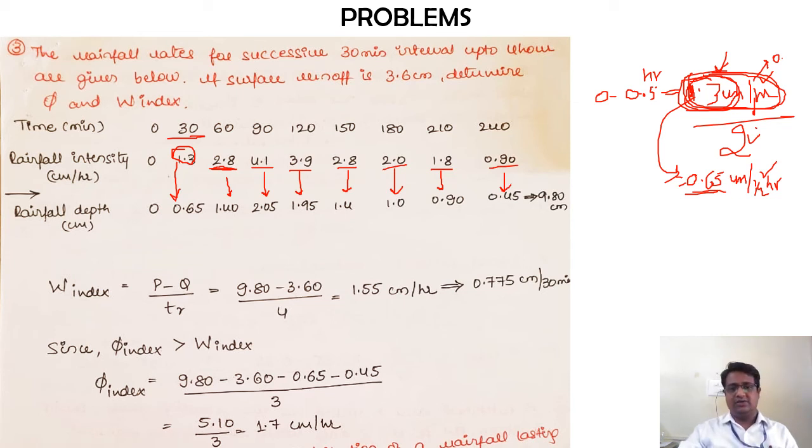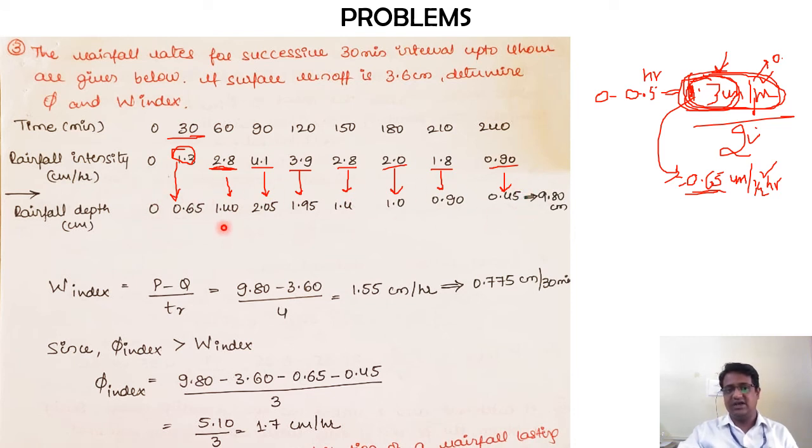Now you can check out what we have done till now: we have converted the intensity into depth of rainfall. Now I can say from 0 to 30 minutes the depth of rainfall that occurred was 0.65 centimeters. Similarly, 30 to 60 minutes the depth of rainfall was 1.4 centimeters, and so on. These values that we have given are for half an hour only.